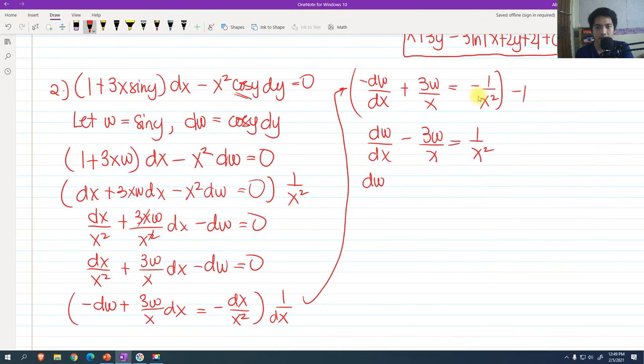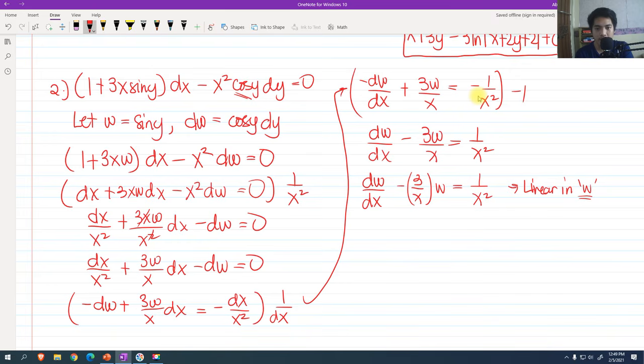And furthermore, we can rewrite this so that we can really see if this is linear or not: minus 3 all over x multiplied by w equals 1 all over x squared. So this is an equation linear in w. So this would be our p of x and this would be our q of x.